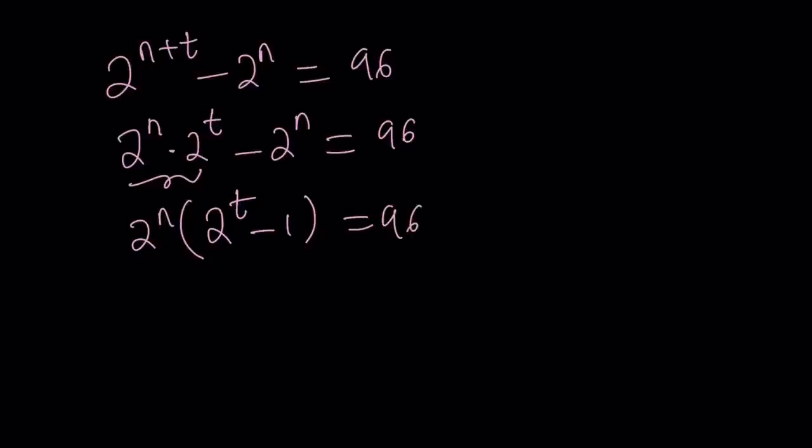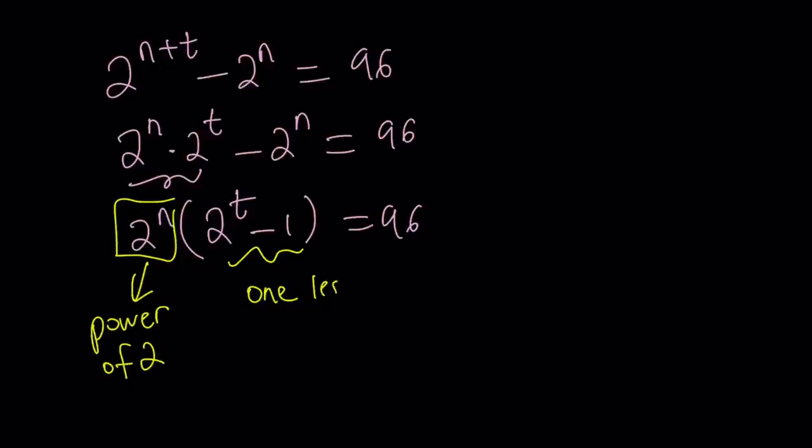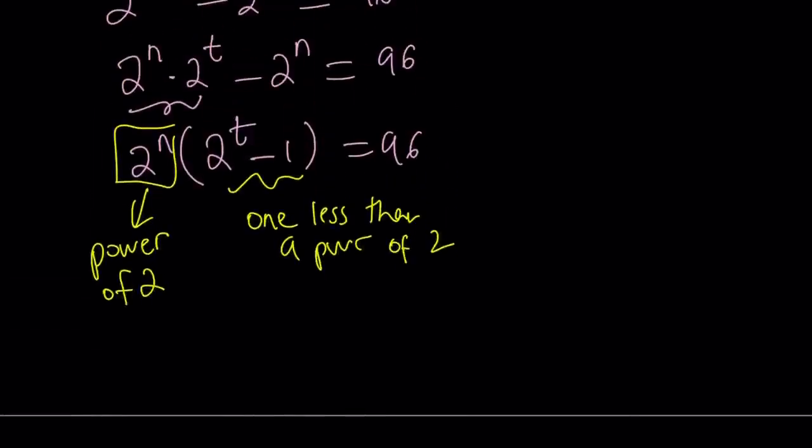Now, this is significant because we're basically looking at two things here. One of them is a power of 2, 2 to the power n. Remember, n is an integer, and n is greater than k, obviously. So this is a power of 2, and this is 1 less than a power of 2. We're multiplying two numbers, and we get 96. So this is very unique. Let's factor 96 into two factors such that one of them is a power of 2 all the time.